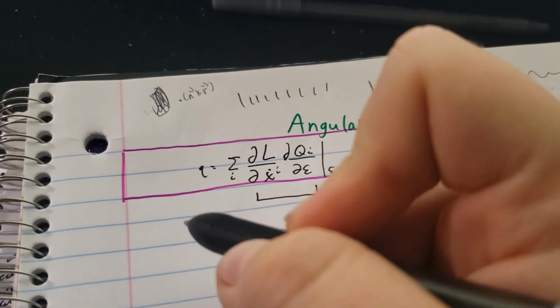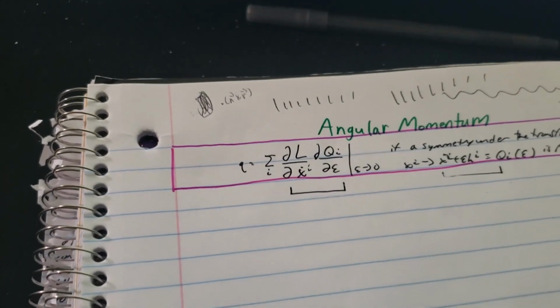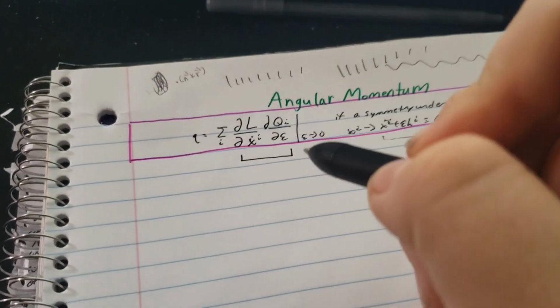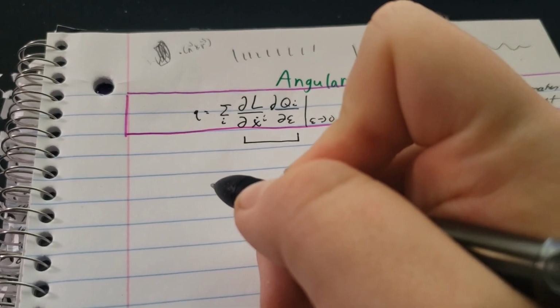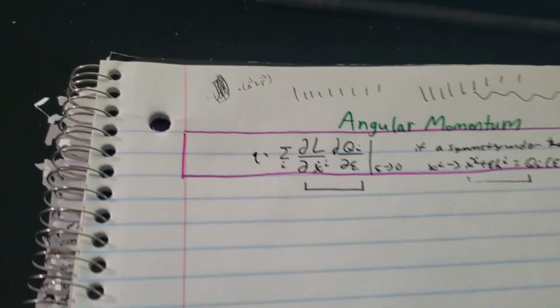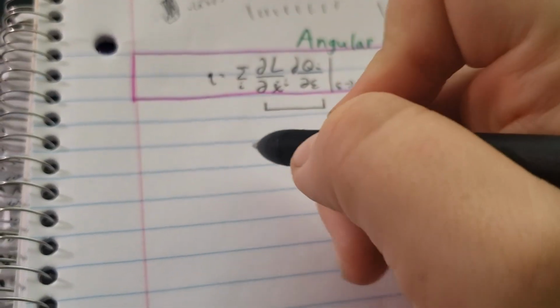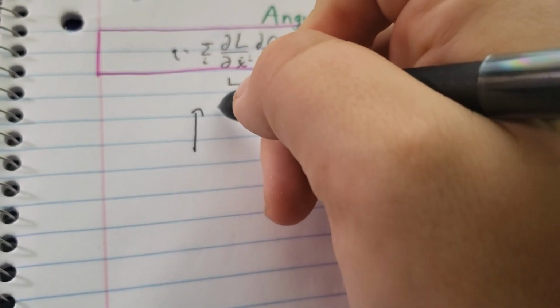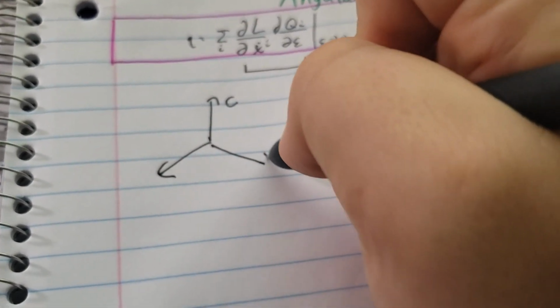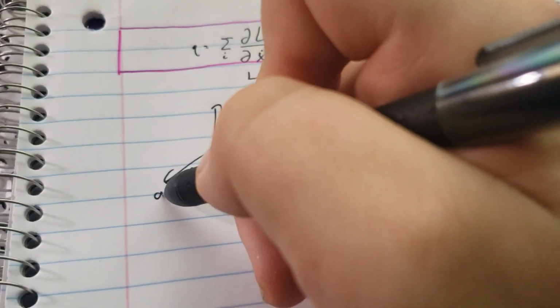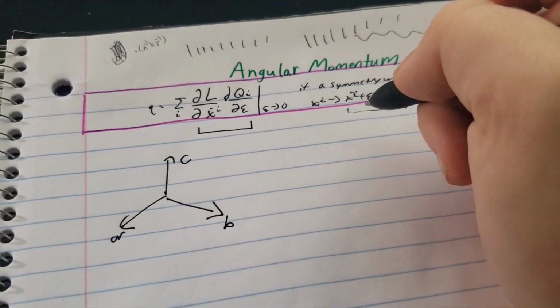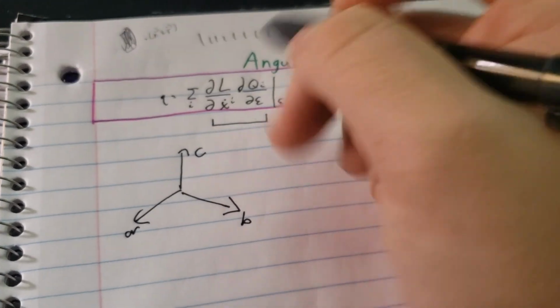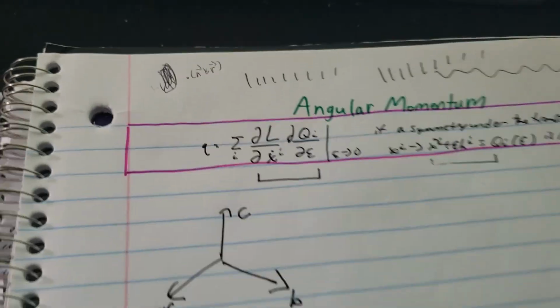So first off, we need to describe how a coordinate transforms under an infinitesimally small rotation. Let's say that there's a rotation about a particular axis. We're going to abstractly use the coordinates A, B, and C, where A, B, and C are any combination or permutation of X, Y, and Z. And we're going to say that our system's invariant under an infinitesimal rotation about the C axis.